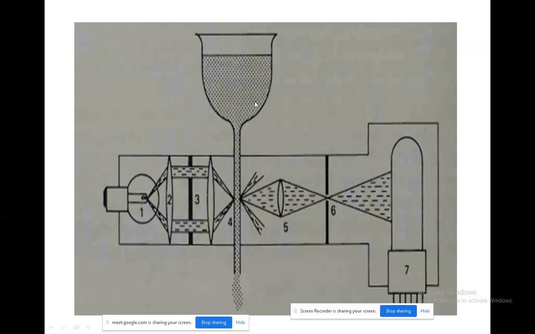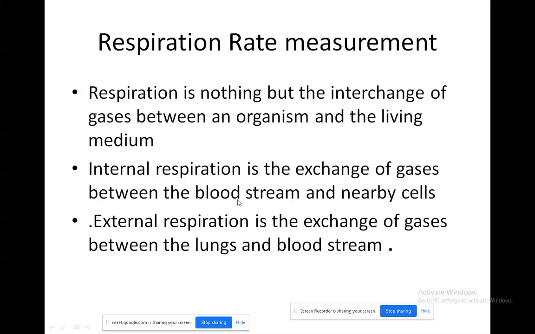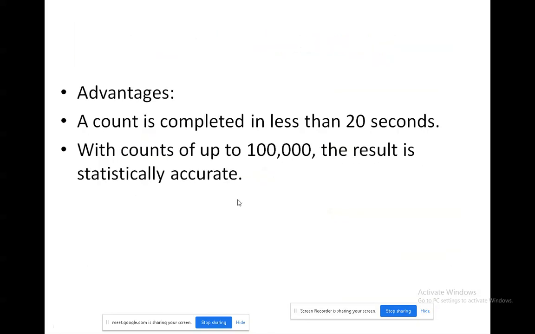So this is your cuvette. If there is a blood flow, that means the cells present in the blood will reflect the light. Unless there are blood cells present, the light will not be reflected here. So based on that, you will be measuring the blood cell count.